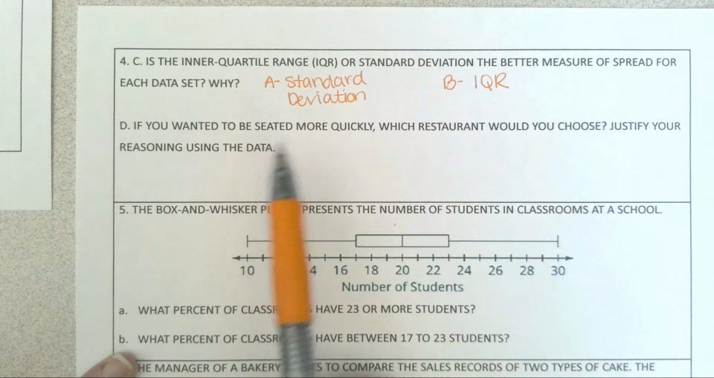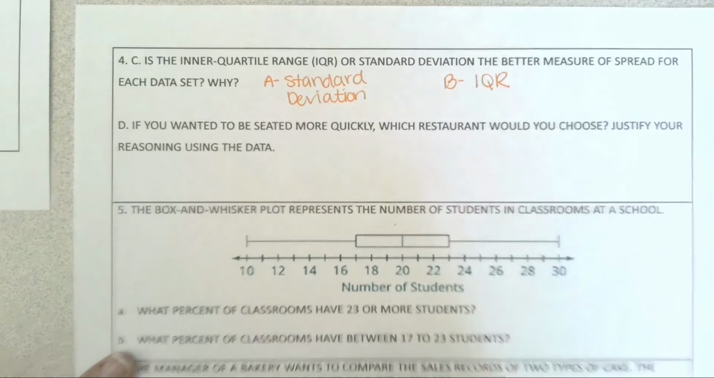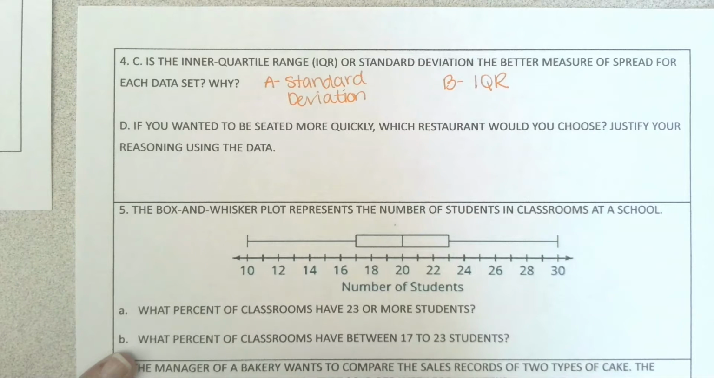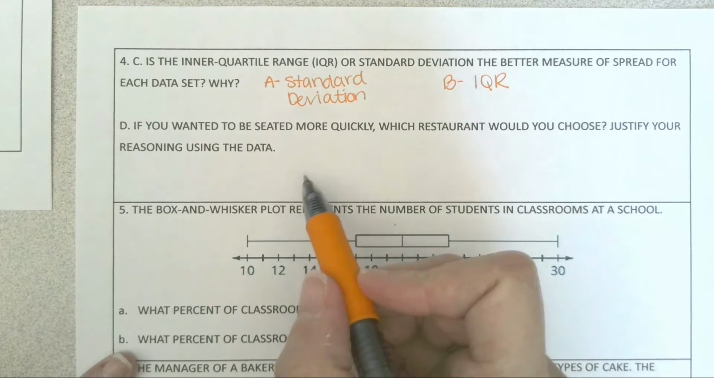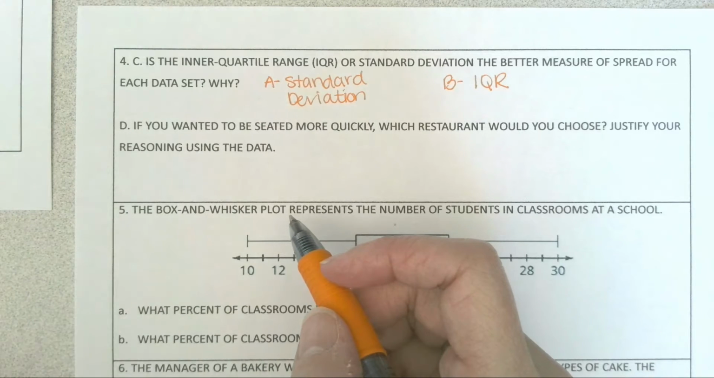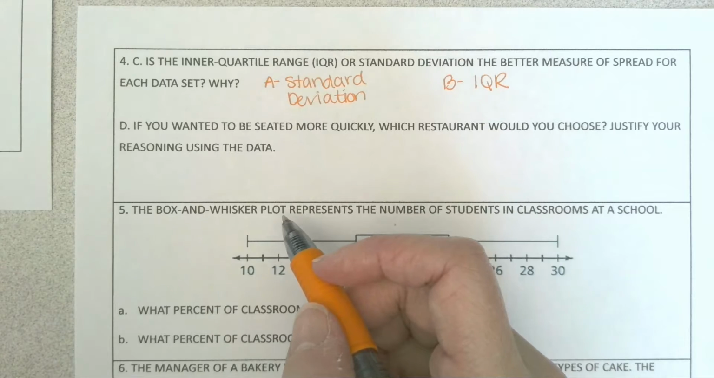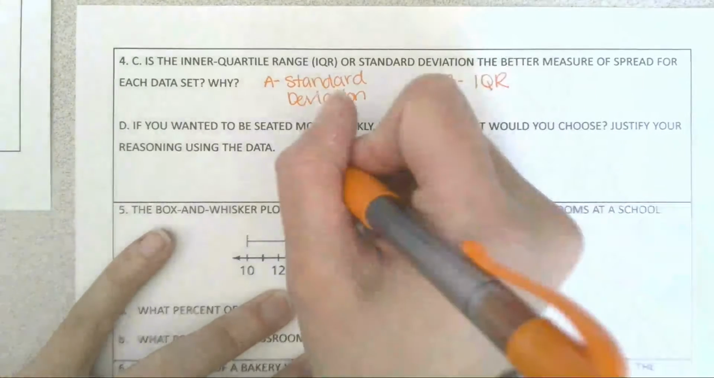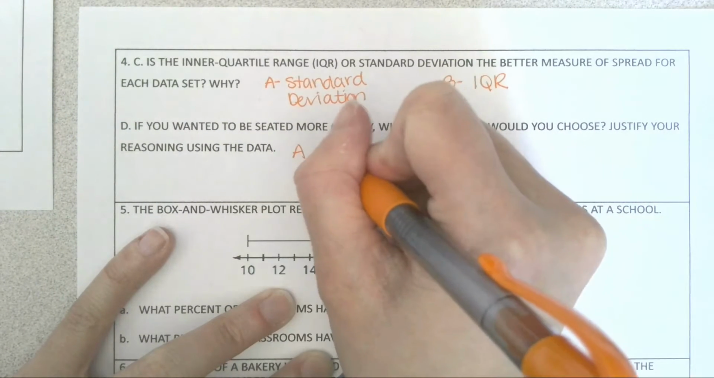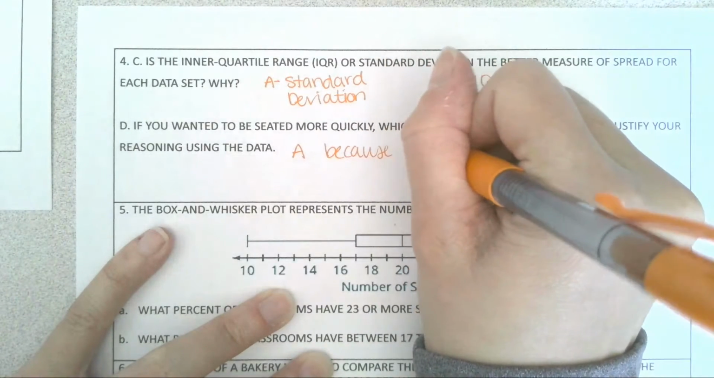D, if you wanted to be seated more quickly, which restaurant would you choose, and justify your reasoning using the data. Personally, you would have to decide whether or not you want to take a chance. Restaurant B has a lot smaller values, but you also run the chance of it taking an hour for you to get seated. I might pick A because their wait times are more consistent.